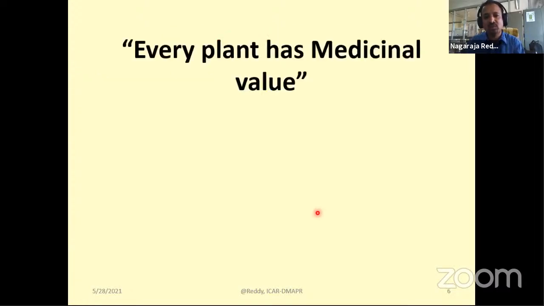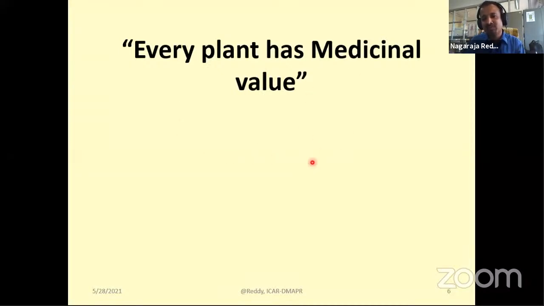I start my lecture with the note that every plant has a medicinal value. There is no plant on the earth which does not have medicinal value. For example, tulsi is an important medicinal plant available everywhere, and everybody knows its importance in respiratory diseases. So every plant is important to us; some may be of high value, some of less value. Some have a lot of resources and information available, so we can call them a medicinal plant.